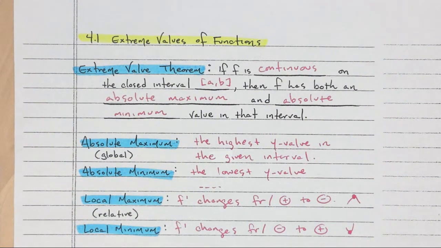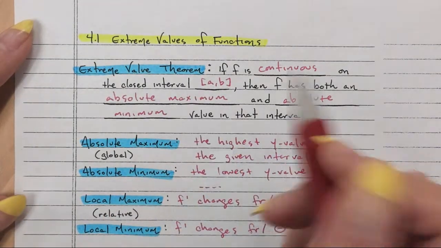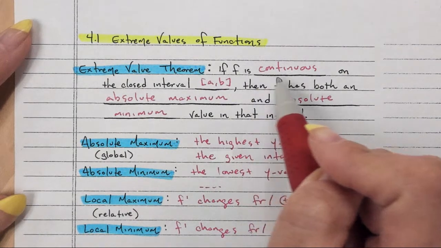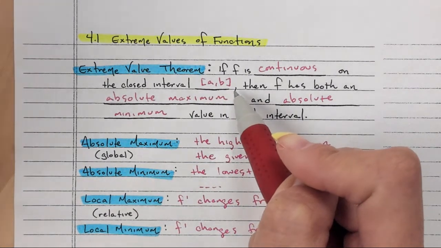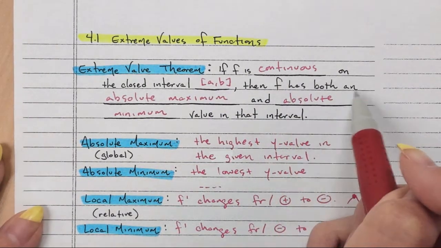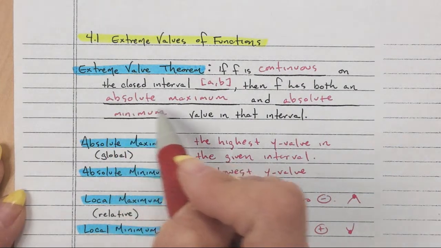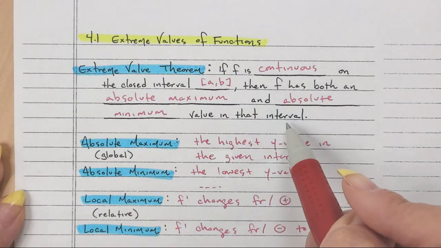Okay, so 4.1, extreme values of functions. There is a new theorem. I know you guys had IVT, so we have the extreme value theorem. It's basically saying if f is continuous and on a closed interval, so basically it can't just go on forever, then there has to be at least one absolute max and one absolute minimum value on that interval.